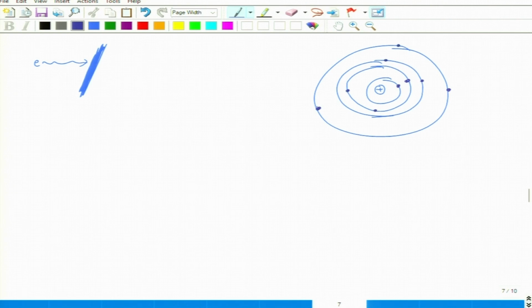Now one electron is coming outside. This is an electron from the cathode ray, and it collides with the atom, and after collision it also emits from the atom. So this is the case. When the electron is coming, the kinetic energy of the electron is k0. After collision, let's say it changes k0 by del k.